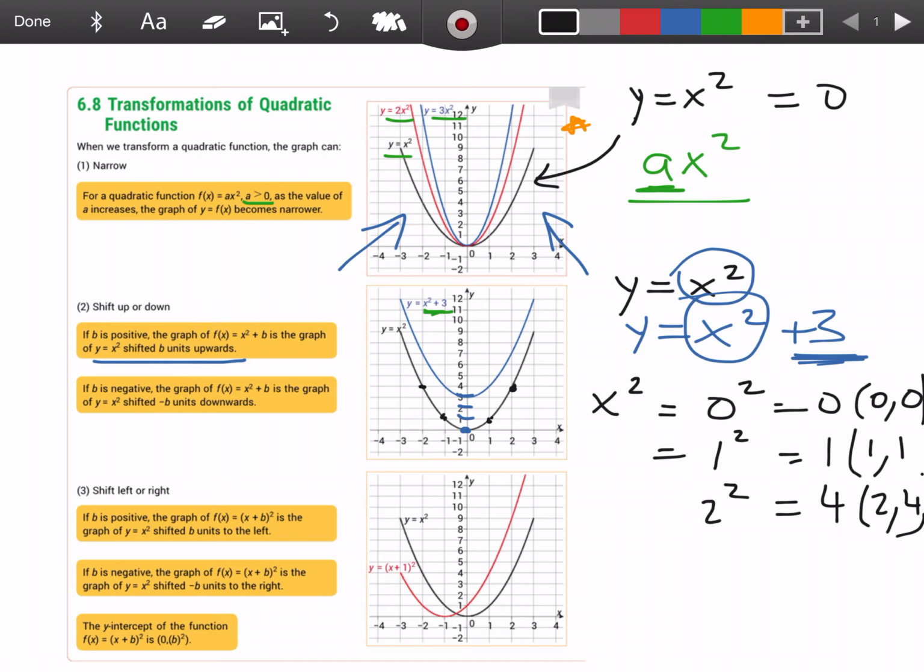Minus 2 squared is 4 as well. So you're getting those points. If I add 3 to each of those, what happens? If I add 3 to 0, it gives me 3. So the point would now be 0, 3. And that gives me that point there.